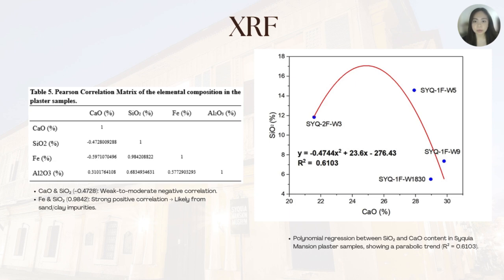This is further supported by our Pearson correlation analysis, which showed a moderate negative correlation between calcium oxide and silicon dioxide and a strong positive correlation between iron and silicon dioxide, as seen in Table 5.